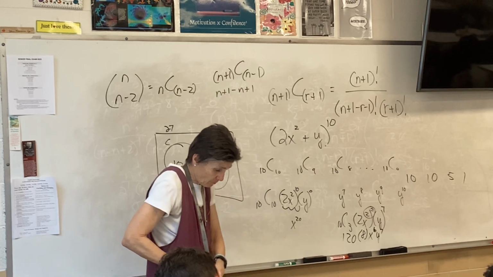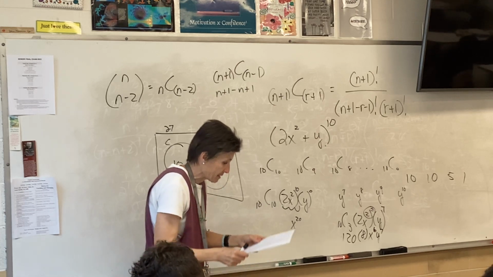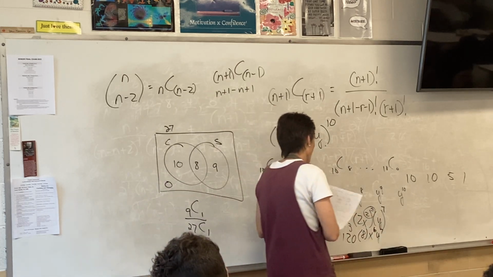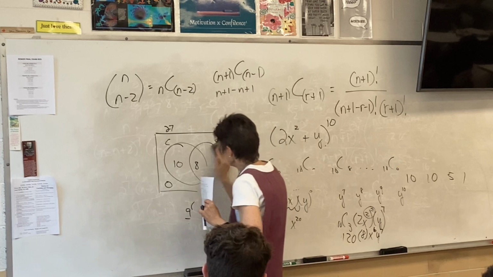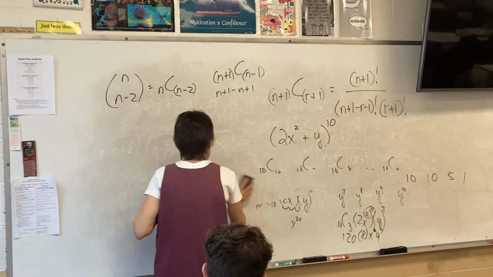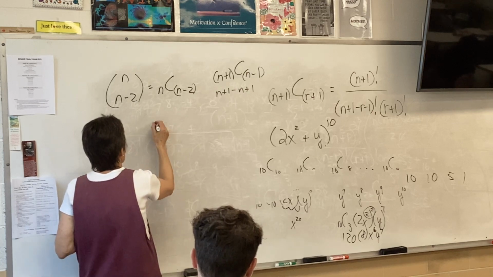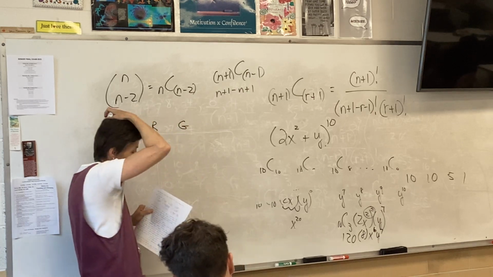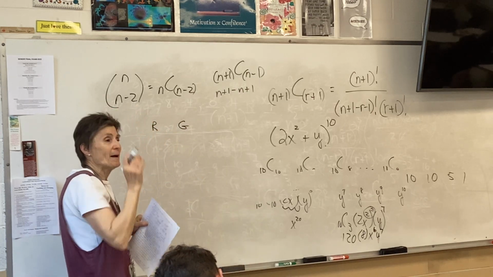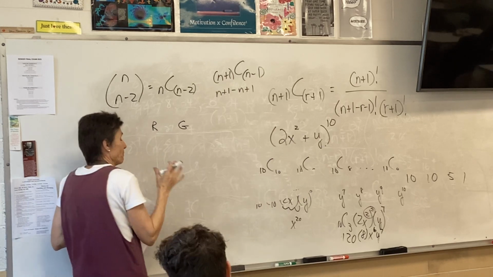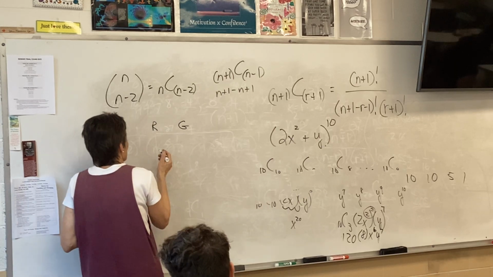If the sum of a red die and a green die is 8, what is the probability that one of them is at least 5? Okay, so I've got my red and my green die, and the sum has to be 8. So what can happen to get a sum of 8?